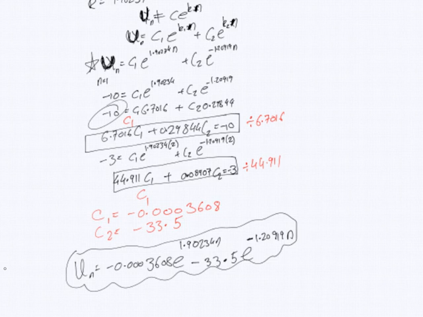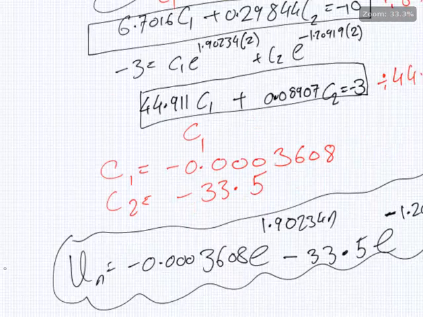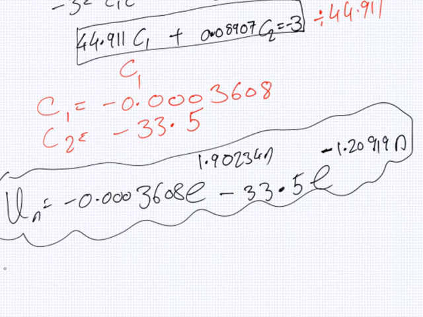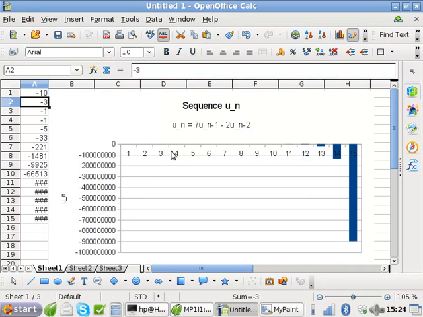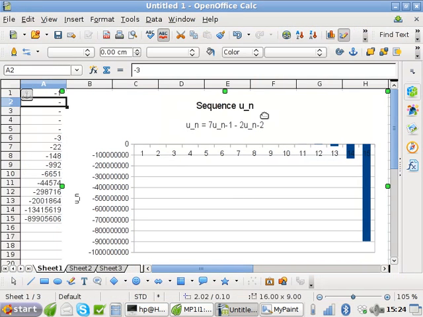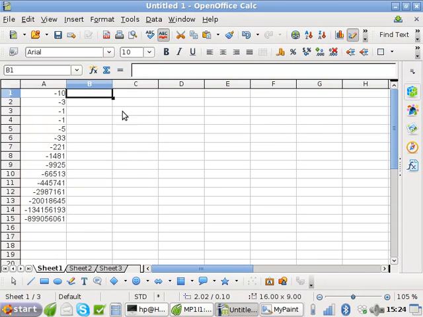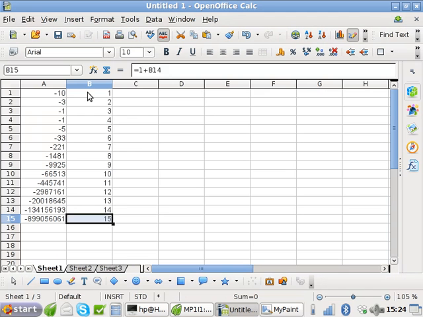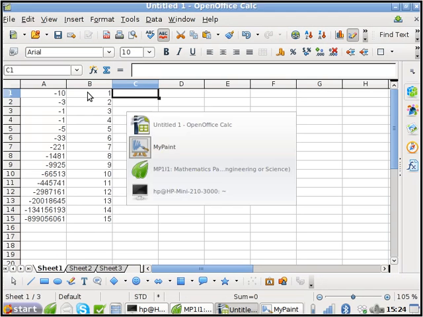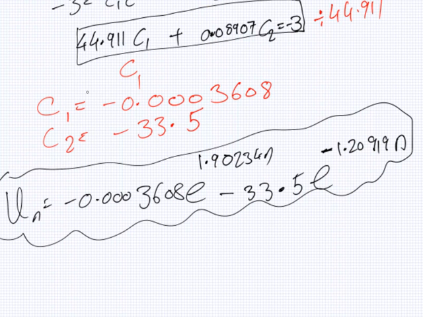Okay, so I have my equation written like this. The next thing I want to do is make the table. So what I'm going to do here is write down the n: 1, 2, 3, 4, 5, 6, 7, 8, 9, 10, 11, 12, 13, 14, 15. And here I'll put in my new formula. Did somebody write this down? Because I need you to read it back to me.